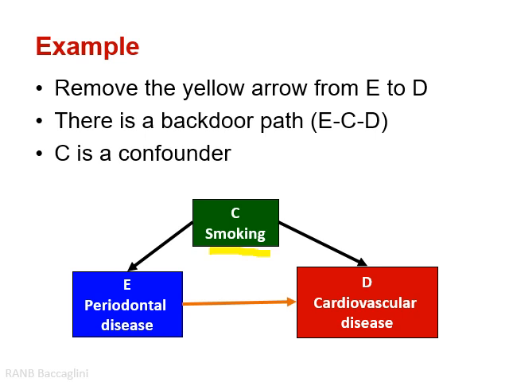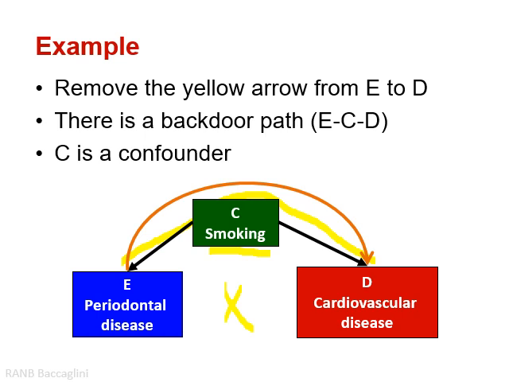The first step we want to do is removing the yellow arrow from E to D. So we want to cancel this arrow. Then we look at what path is left, where the ECD path is left. Is this path open or closed? This path is open because C is not a collider. So we conclude that C is a confounder, and therefore, we will need to include smoking and adjust for it in our modeling.